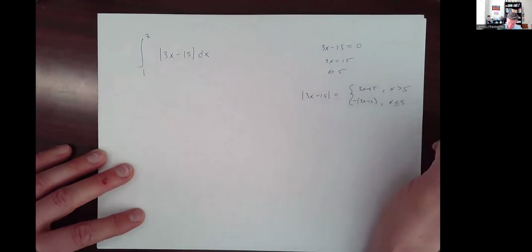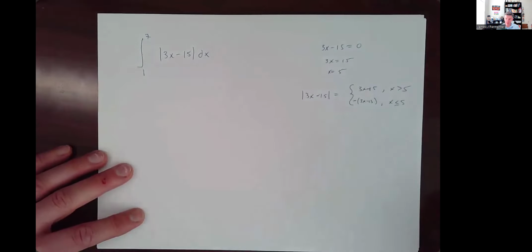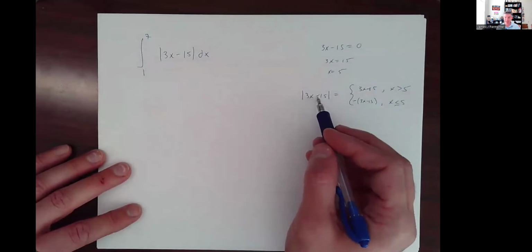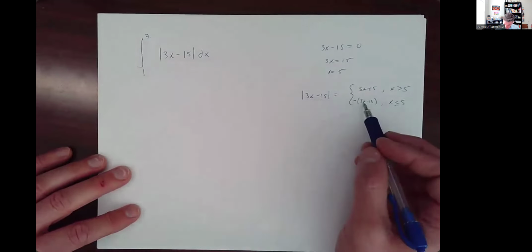You can throw on the equal sign whatever you like. Right, because for example, if x is 2, 3 times 2 is 6, 6 minus 15 is negative 9, and then the absolute value gives you a positive 9.